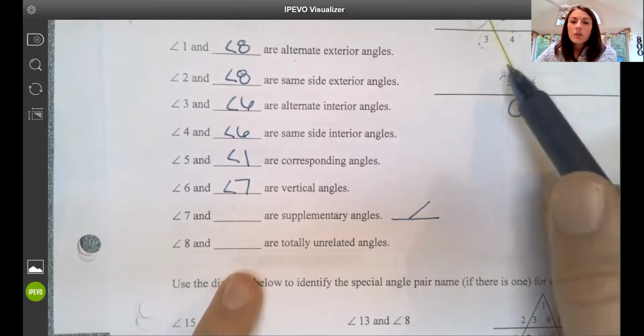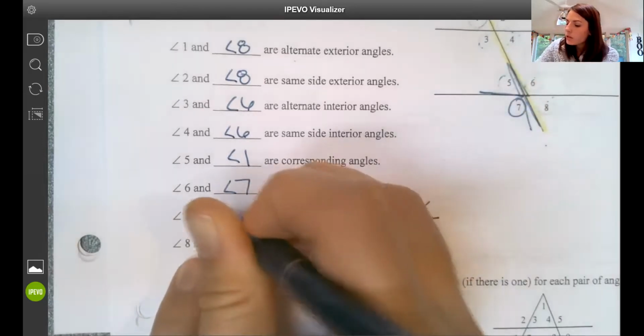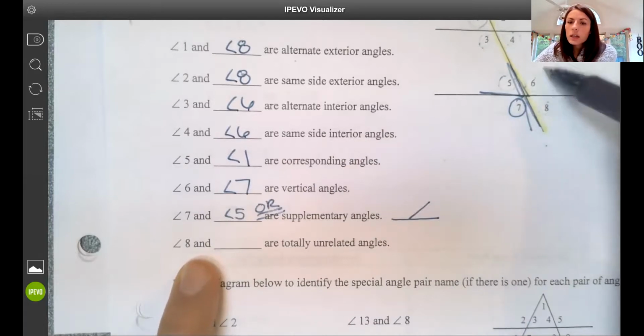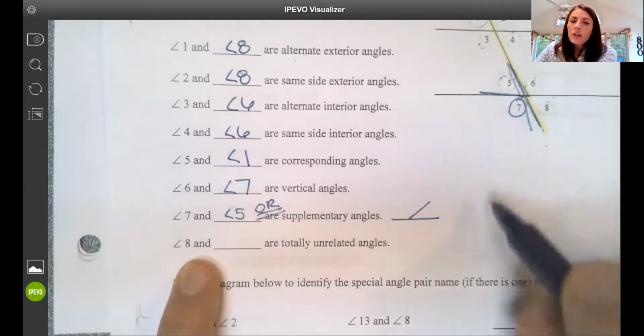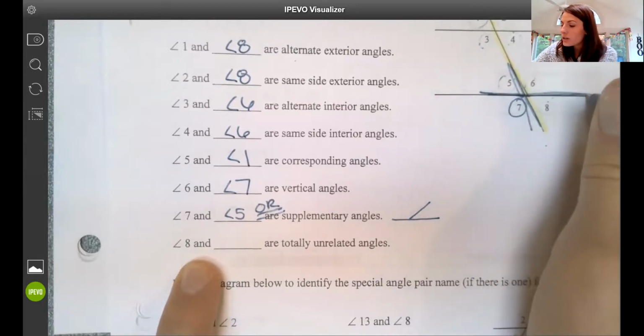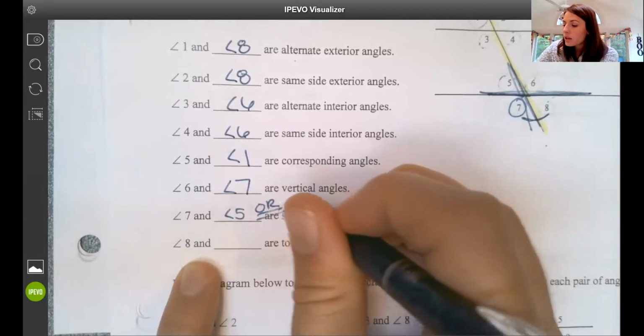Five. So Michaela, 5 works. Yep. So 5 and 7 create a line that's going this way. So angle 5 would work, or not angle 6, because 6 is vertical. What would be the other angle creating a line here? 8. Yeah. So I could also go this way. There's a line. So 7 and 8 would also be supplementary.